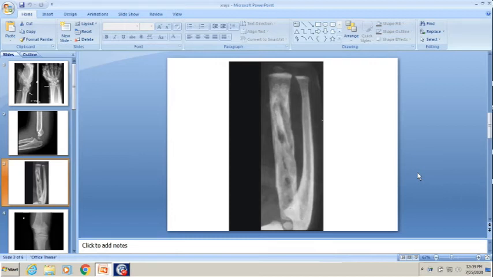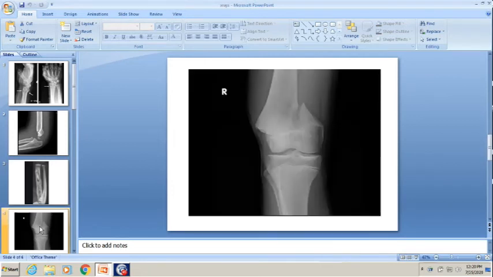So these are some things about sequestrum. Types of sequestrum I taught you in theory classes. There are various types of sequestrum. Okay, so now we'll move to the next section. So what is the X-ray?